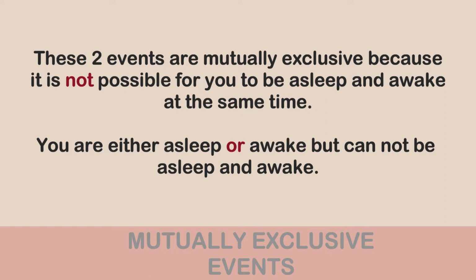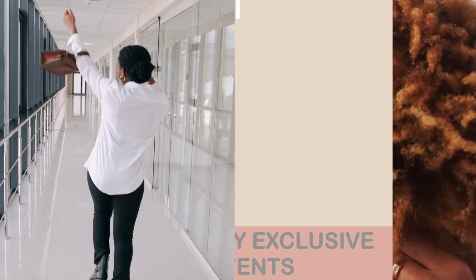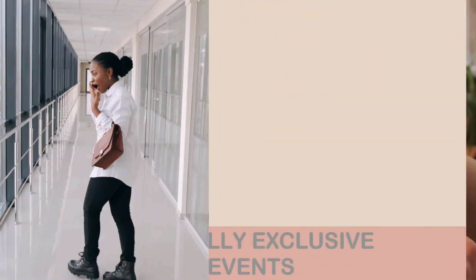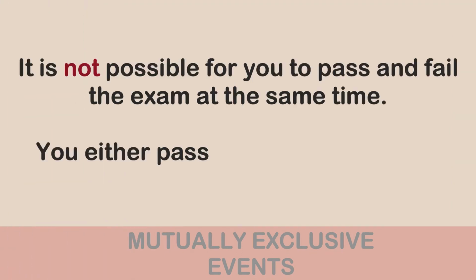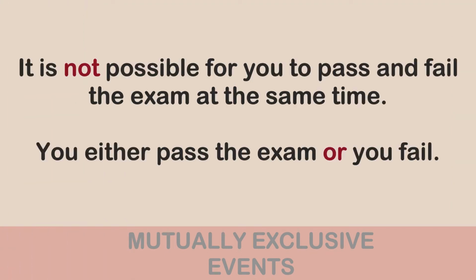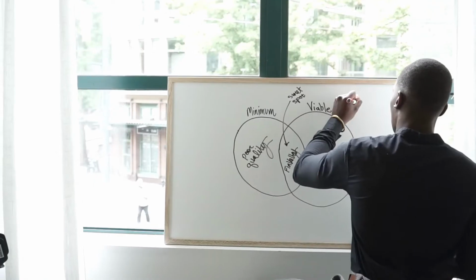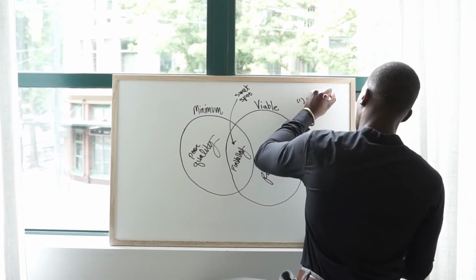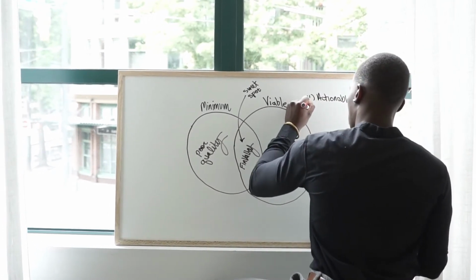Another example of mutually exclusive events is, let's assume one of the events is you passing an exam and the other event is you failing the same exam. There is never a possibility that you are going to pass and fail the exam simultaneously. You either pass the exam or you fail the exam, but you can never fail and pass the exam at the same time. So that being said, let's talk about how we can use the Venn diagram to pictorially represent the concept of mutually exclusive events.